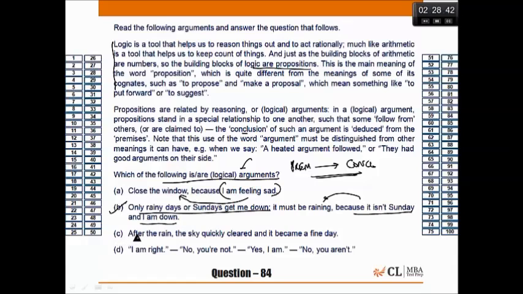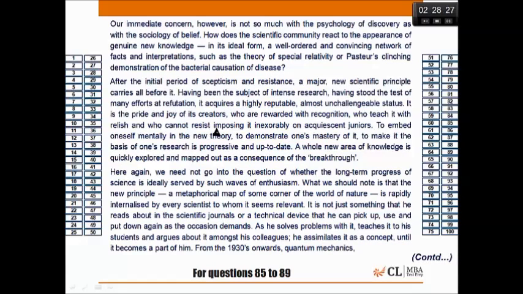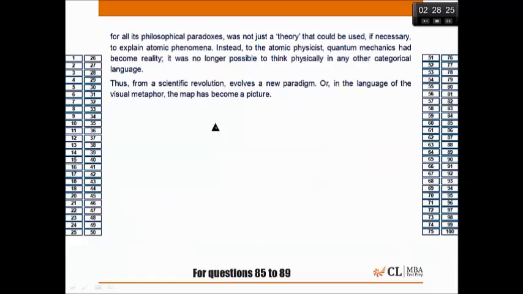Anyway, let's check the other one. After the rain, the sky quite literally became... I'm right. No. Okay, B. 84 is B. 85 to 89. Another RC. Let me make a note of this. 85 to 89. Science, is it? Okay, great. Science. Oh, a big one actually. So there are two big ones, 70 to 74 is big. So basically we'll probably look at 62 to 60, 75 to 79, maybe do one of that. 3 I think, yeah. Let's see how it goes.